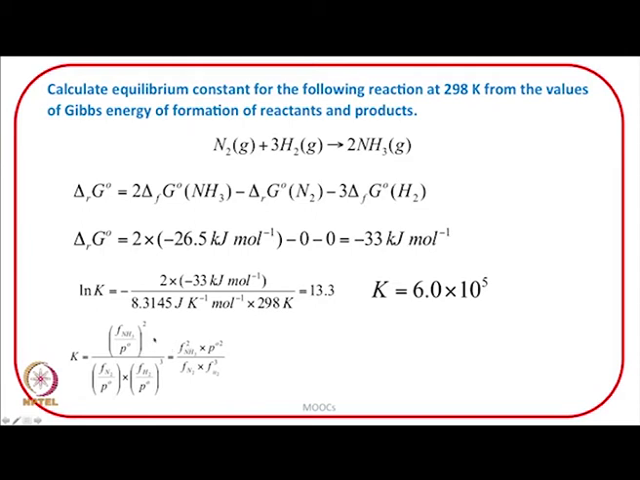So, this expression after you cancel P naught turns out to be fugacity of ammonia raised to the power 2 over fugacity of nitrogen into fugacity of hydrogen raised to power 3. This is as predicted by this equation, and it will also have a term P naught raised to the power 2. So that overall here 2 plus 2 is 4 and down there in the denominator 3 plus 1 is 4, total stoichiometric numbers are same, and therefore finally there is going to be no unit.